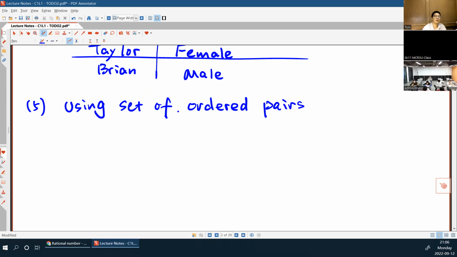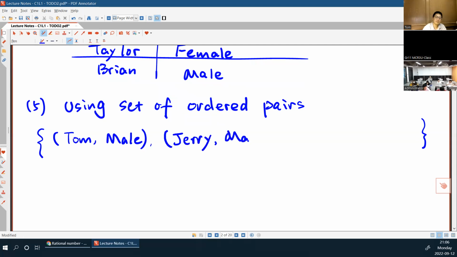And there is a fifth notation, which is using sets of ordered pairs. Sometimes we can also use a set of ordered pairs to indicate a function. For example, a very large set contains such ordered pairs. Tom, male. Next, Jerry, male. Next, Alice, female.